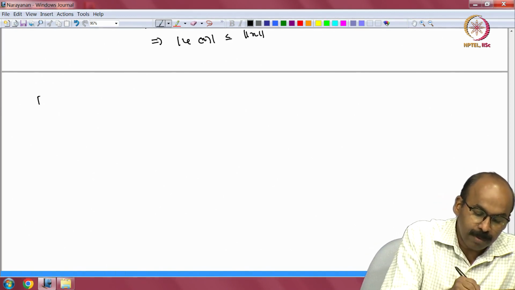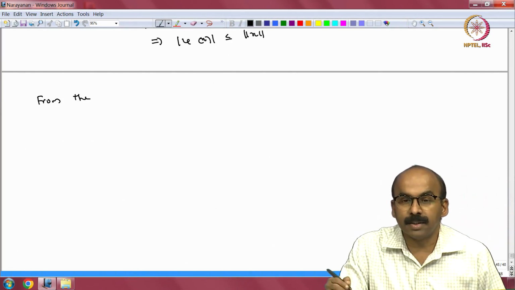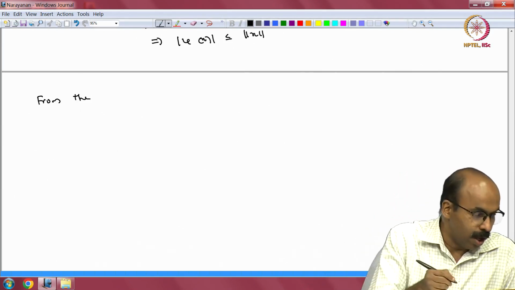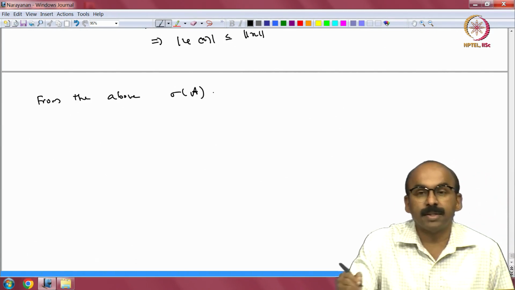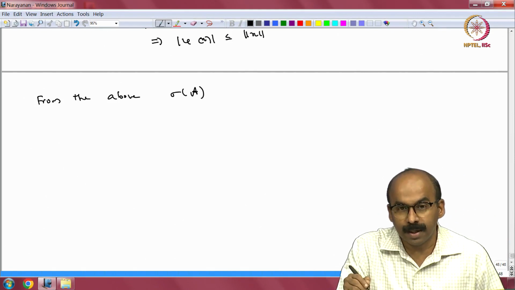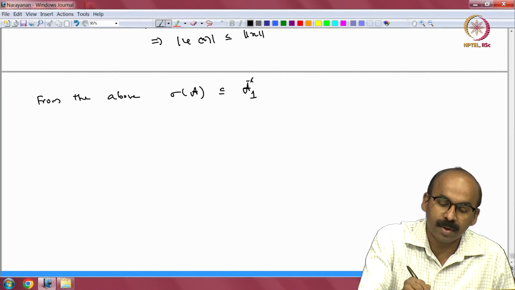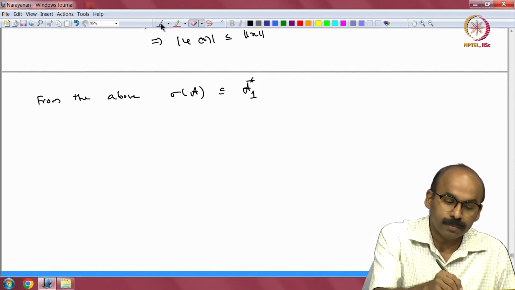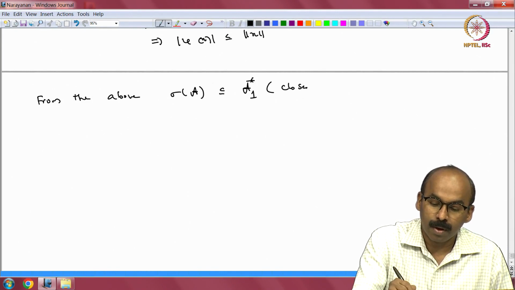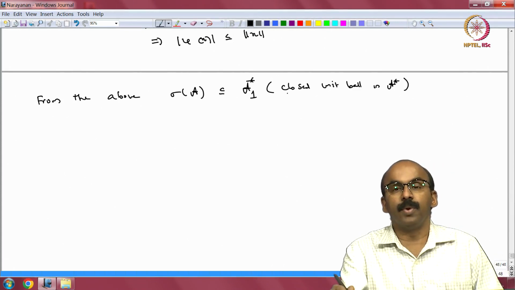Okay. So, from the above, now we are going to look at all multiplicative linear functionals as a space and see where it sits. So, from the above, sigma of A, so remember sigma of A is the spectrum of A, which is the collection of all multiplicative linear functionals, is contained in A1 star. What is A1 star? That is the closed unit ball in A star, right. So, the 1 simply means that it is the unit ball.